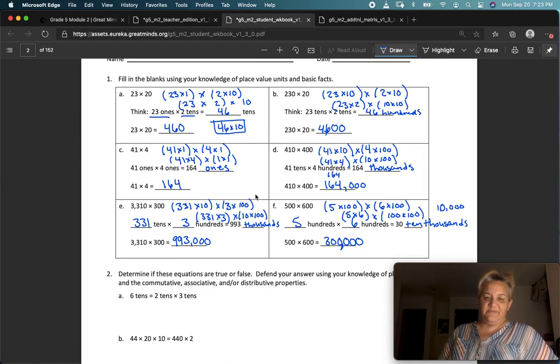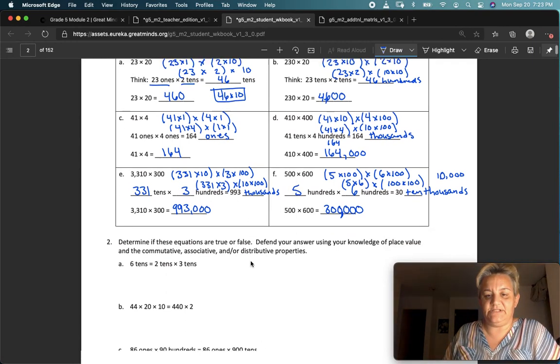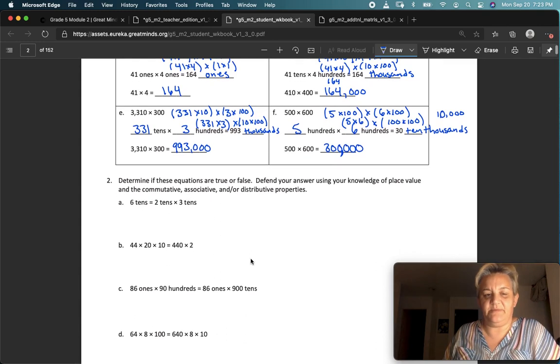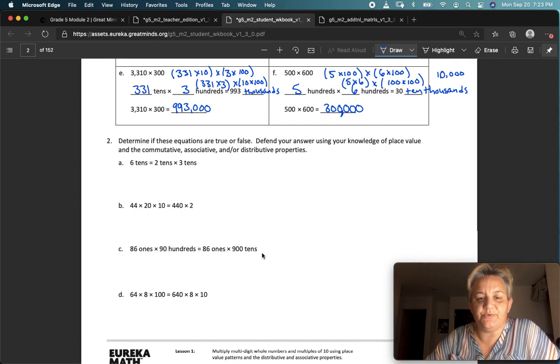All right, distributive property, associative property. This is new. Pay attention. I don't think you did that in 4th grade. You might have. Number 2, determine if these equations are true or false. Remember today we talked about reading directions carefully and taking our time. So defend your answer using your knowledge of place value and the commutative, associative, and or distributive properties.